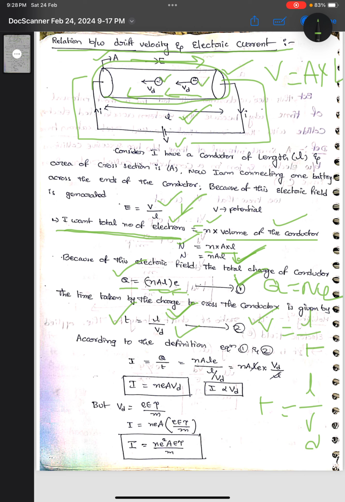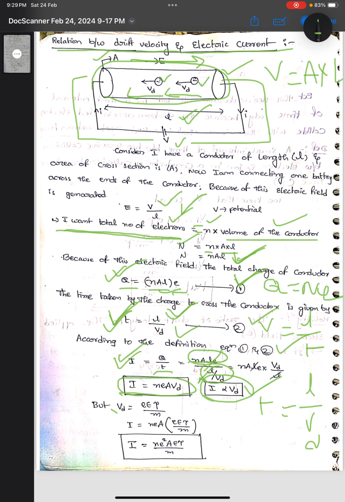So the charge formula we know, Q, and the time formula we also know, t. Charge by time is called current, right? According to the definition, using equations 1 and 2, we can write I is equal to Q by t. The Q value we know is nALe, and the t value is L by Vd. So numerator L and denominator L cancel. The remaining equation is I is equal to nAe Vd. From this equation, clearly we know that I is directly proportional to Vd.